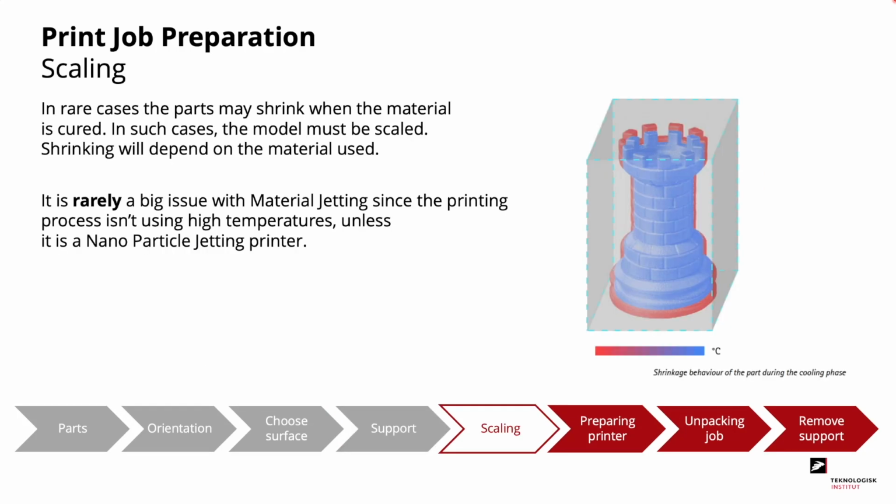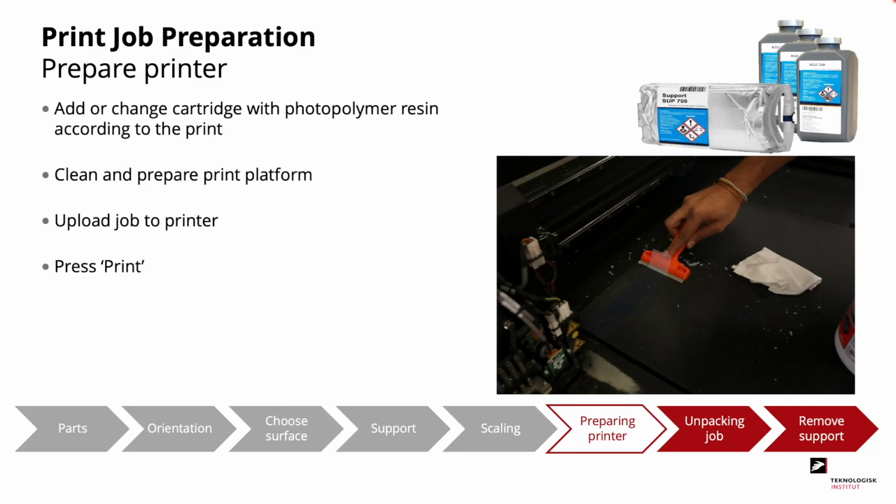Before printing, we also need to scale our print job. In rare cases, the parts may shrink when the material is cured. In such cases, the model must be scaled, but shrinking will depend on the material that is used. Shrinking is rarely a big issue with material jetting since the printing process isn't using high temperatures, unless it's a nanoparticle printer.